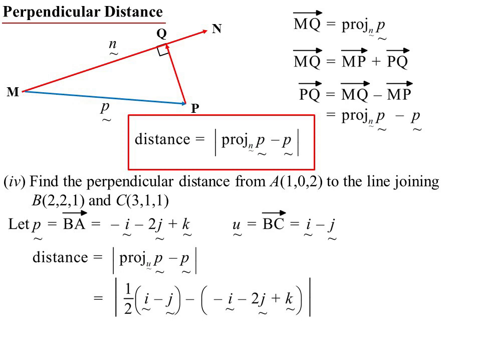So 1/2 of i minus j, that ends up being the projection when we put it into our formula. And minus i minus 2j plus k. I want the magnitude of that. And that turns out to be the square root of 22 on 2.